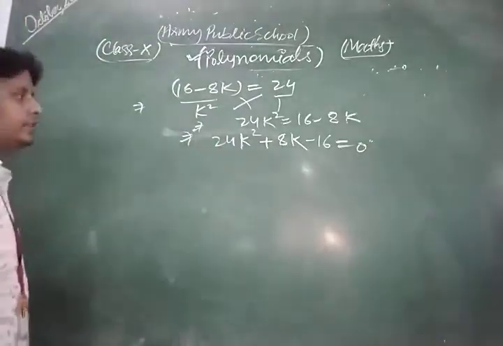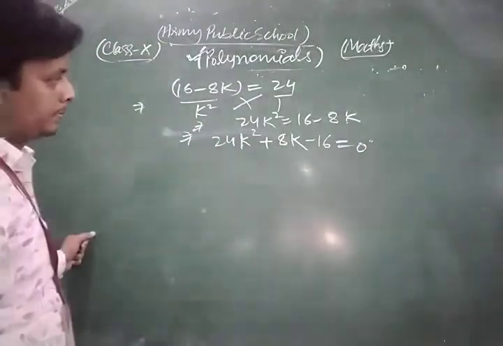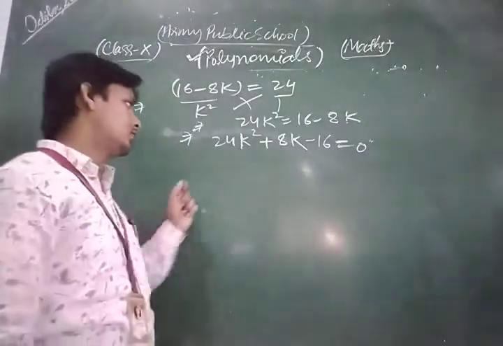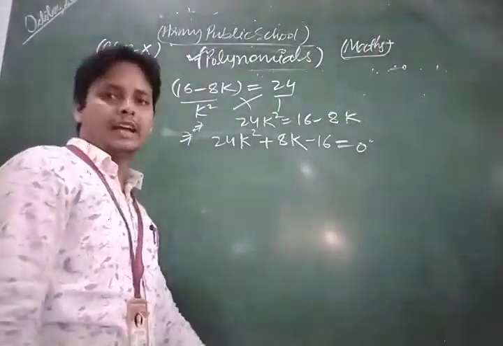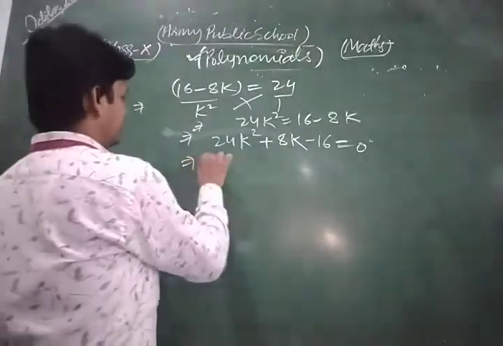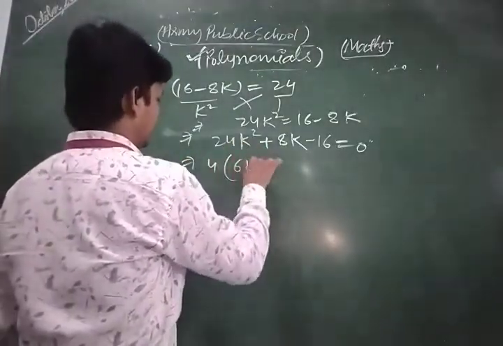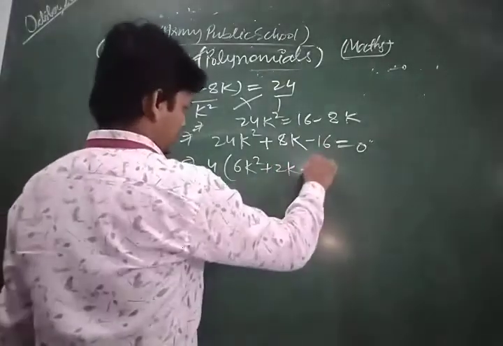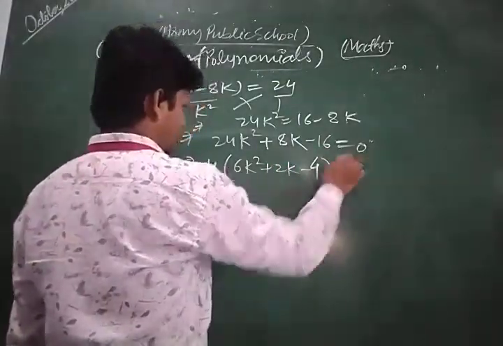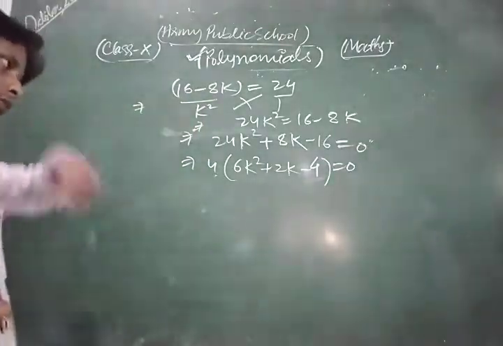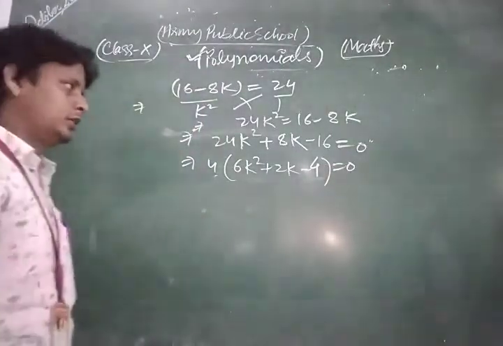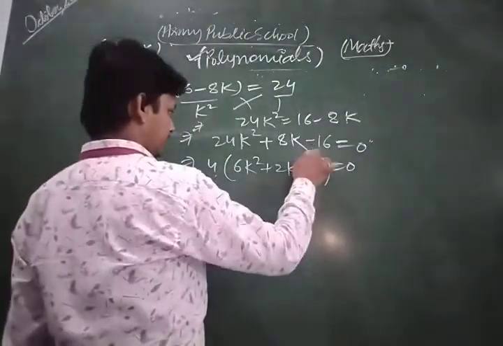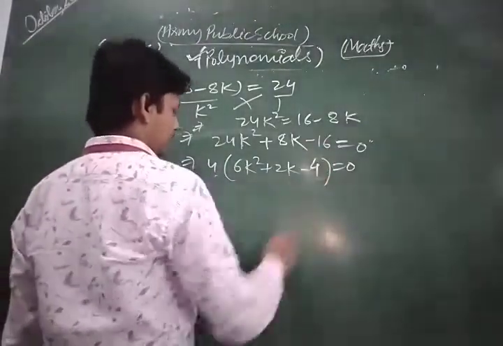Now from these terms we take 4 as common, because 4 is a common factor of all those terms. So if we take 4 as common, we get 6k square plus 2k minus 4 is equal to 0. Now, what do I do?